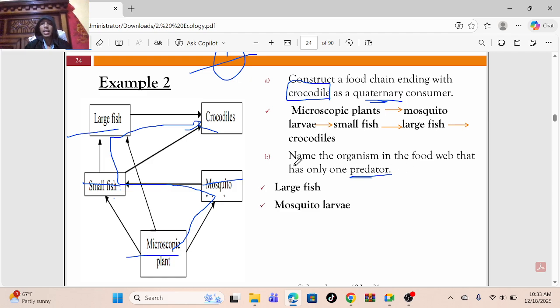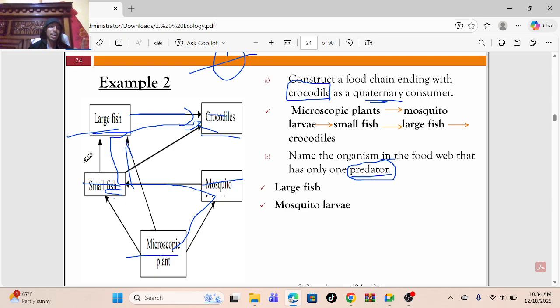So organism kama gani iko na mtu mmoja ambaye anakula? Tukiangalia kwa small fish inakulwa na large fish na inakula na crocodile. Tukuje kwa large fish nani inakula? Crocodile pekee yake inakula. So number 1 large fish, it has only one eater because tulisema always arrow point the eater. Hizi arrow mbili inamaanisha large fish inakula microscopic plant na small fish, lakini hii ina point crocodile. That's number 1 ni large fish.